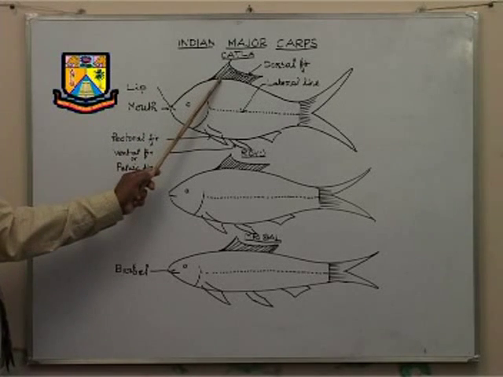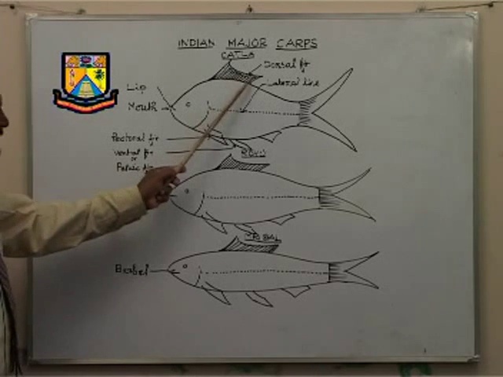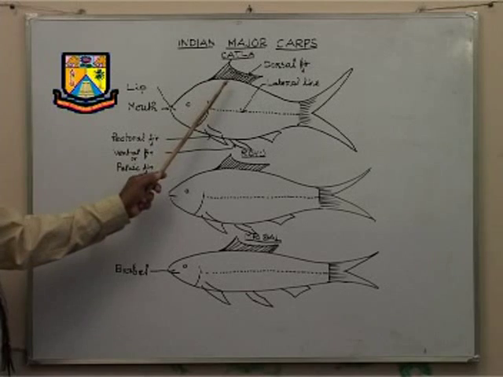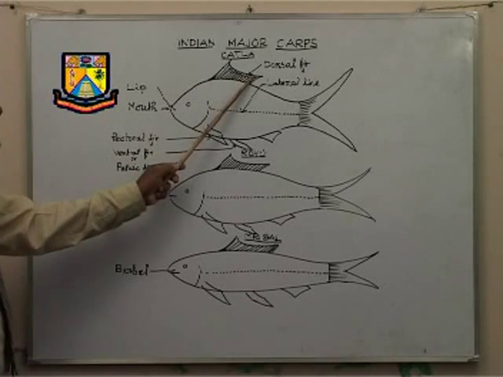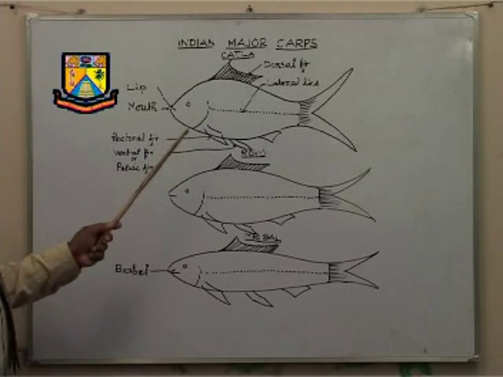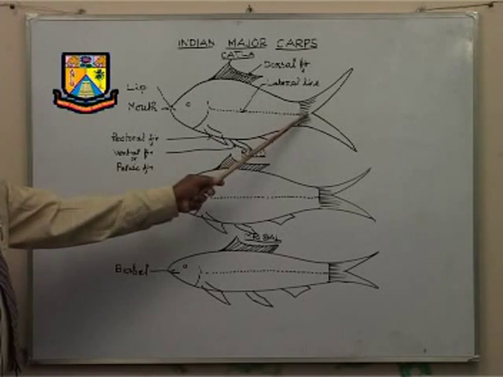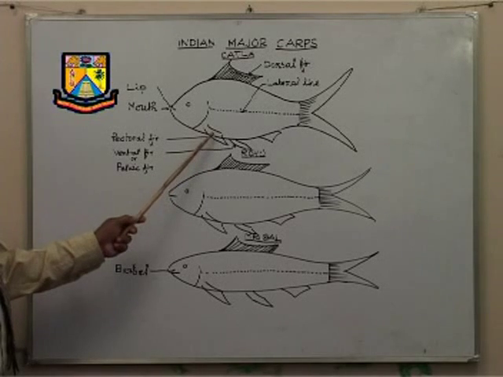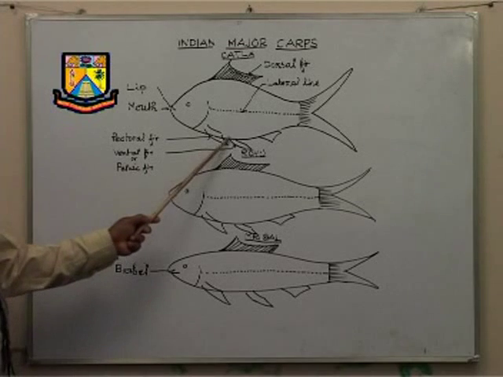In the dorsal fin, now we can see many branched rays. To identify the Katla, the number of branched rays present in that dorsal fin is 14 to 16. As you know very well, this is pectoral fin, ventral fin, anal fin, caudal fin, dorsal fin. Here we are going to observe the distance between pectoral and pelvic fin, almost touching.